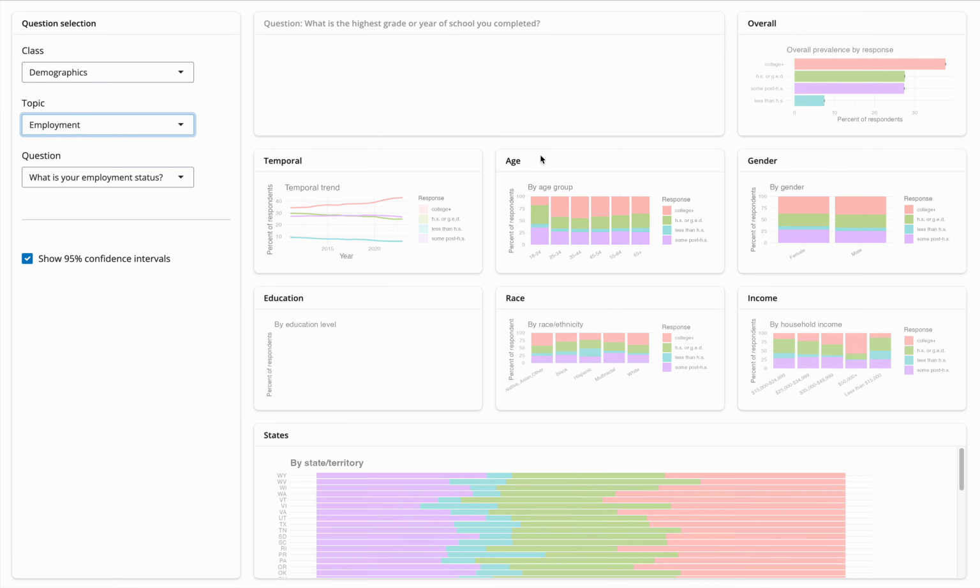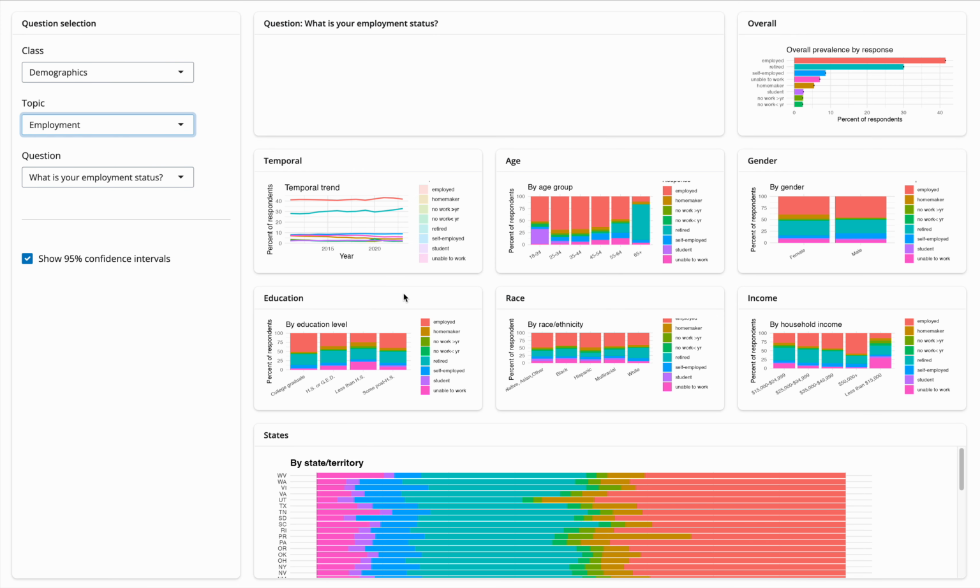What else? Employment. If you look at employment, when you're 18 to 24, you're still in college, and that's why you see... or sorry, by education level. I'm looking at the wrong one. But if you look at education level, usually higher educated people tend to be employed because they have more marketable skills.